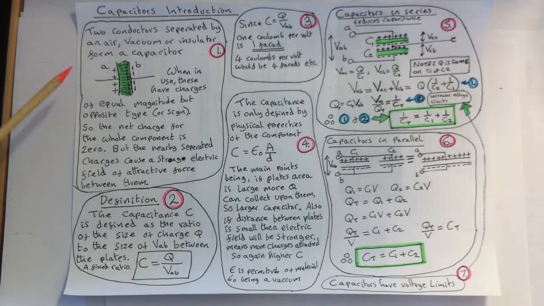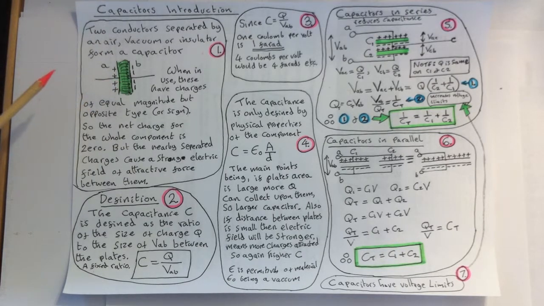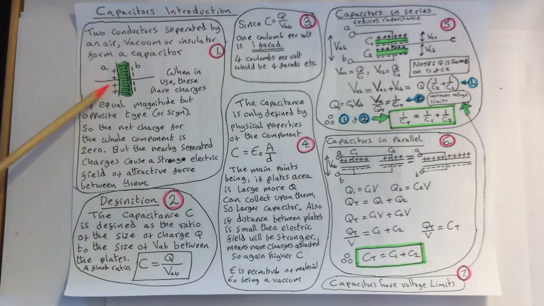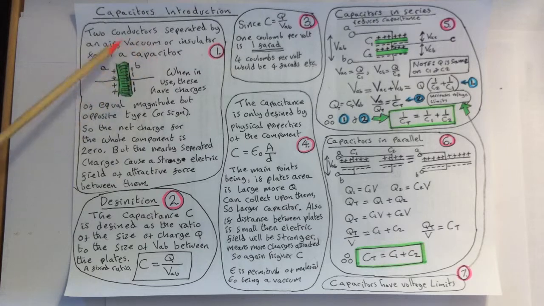So what I've got here is I'm just going to read these blocks and then explain the blocks. So the first block says two conductors separated by an air, vacuum or insulator form a capacitor. When in use, these have charges of equal magnitude but opposite type. So there's four positive charges on that side and four negative charges on that side. So the net charge for the whole component is zero, because if we look at the whole component, the charges are balanced. So looking at the whole component, there's a net charge of zero.